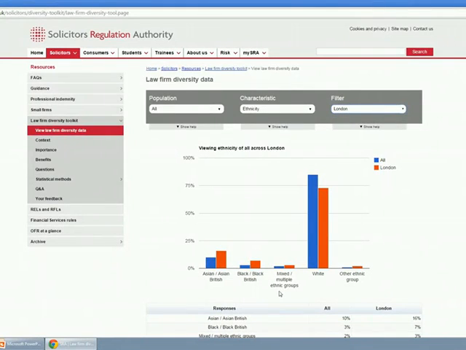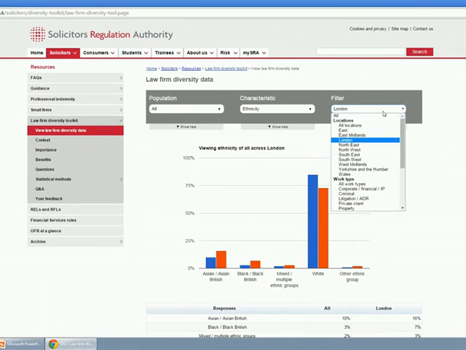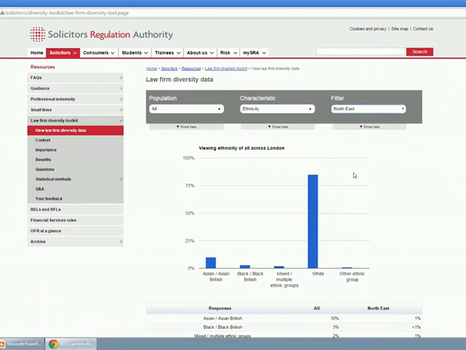Okay, so the first thing that this shows us is that if we compare the overall average for the market and London, which is the red column, we can see that London is a more diverse workforce in general. We can see that the red columns for these BME groups are all larger than the blue columns, which represents the overall market. If I was to look at, say, the North East, here we can see that there's a far more prevalence of white solicitors, or white employees in those law firms.